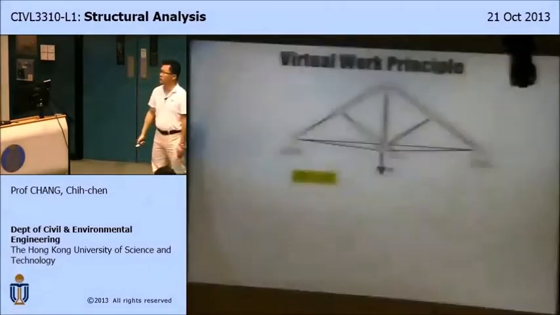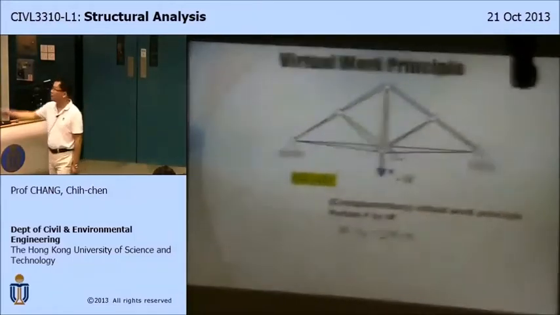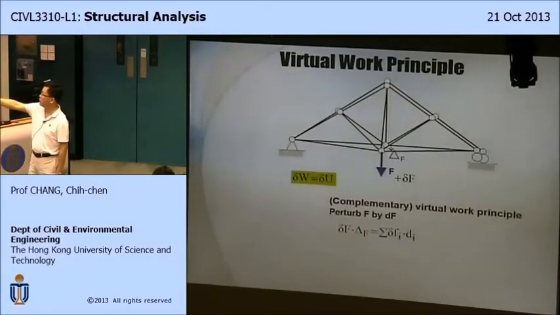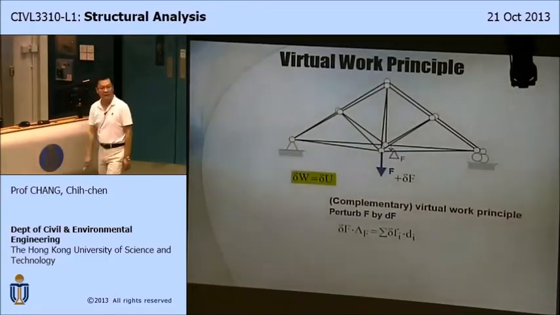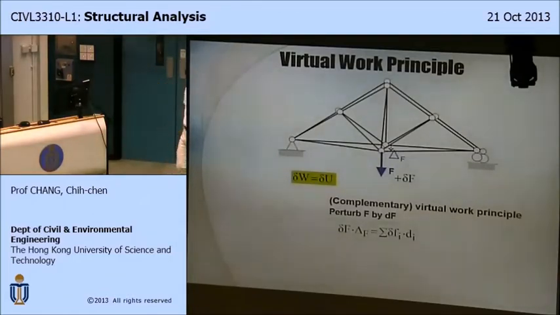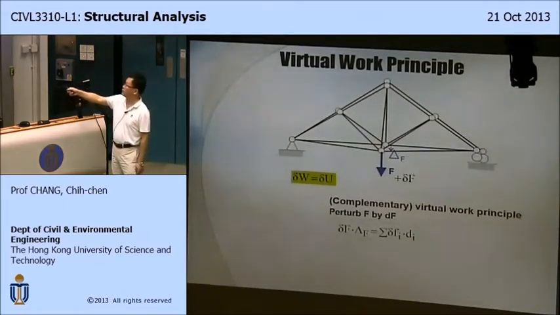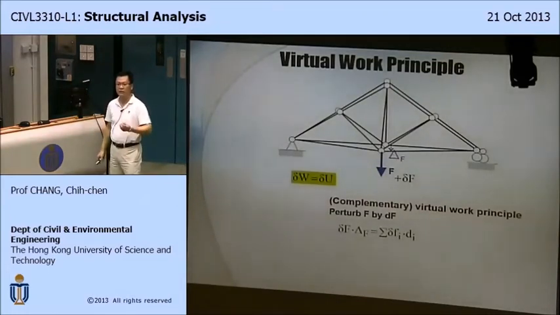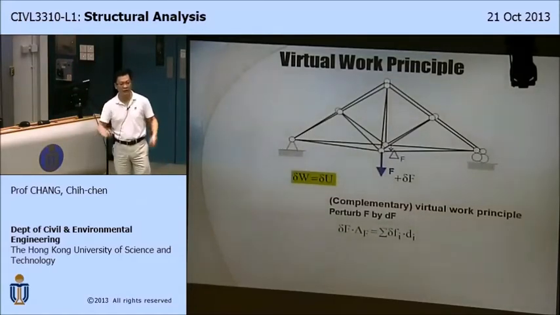But the name is too long, so usually people don't make strict distinctions between them. Strictly speaking, we should call this the complementary virtual work principle. But more and more people decided not to make a distinction. Just call it the virtual work principle. So the virtual work principle we'll be using in this course assumes that I inject some sort of imaginary force into my structure and then study what is happening between work and energy.